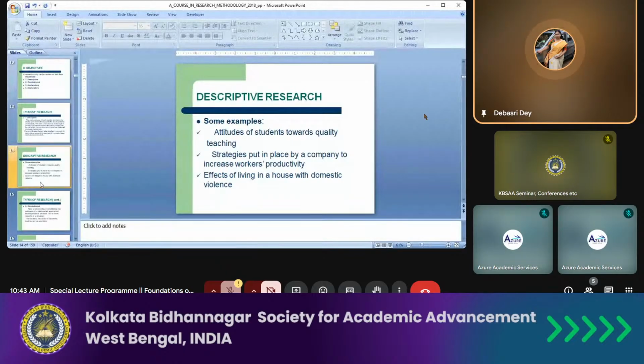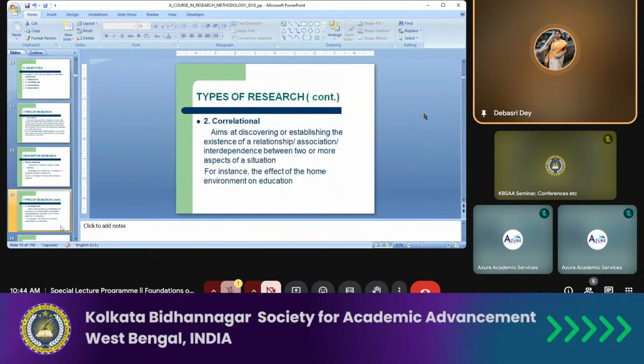So, here are some examples: attitudes of the students toward quality teaching, strategies put in place in a company to increase workers' productivity, effects of living in a house with domestic violence. Those are different categories, not only based on social science concepts, but any concept. There are different sorts of research, and those are examples of descriptive research in different fields. The first one is purely academic, the second one is industry based, and like that.